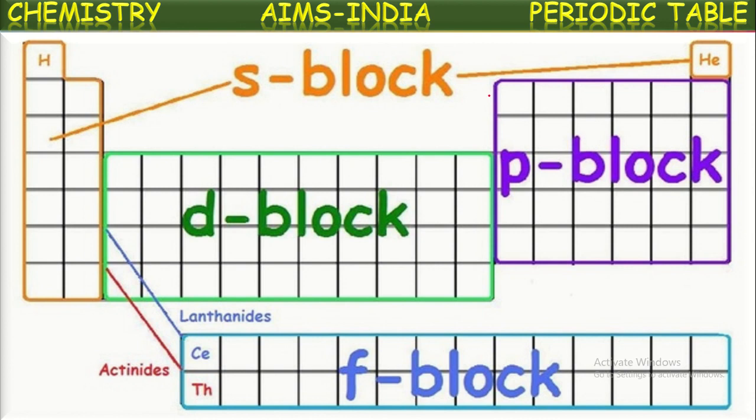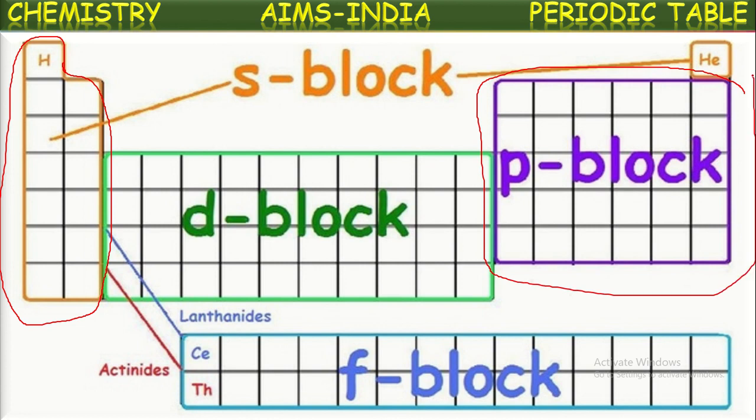See, in the modern periodic table, the extreme left side two columns will contain their differentiating electron in their s subshell. So they are called s block elements. And here, the extreme right side six columns of elements, except helium, for all these, the differentiating electron is present in the p subshell. So they are called p block elements.